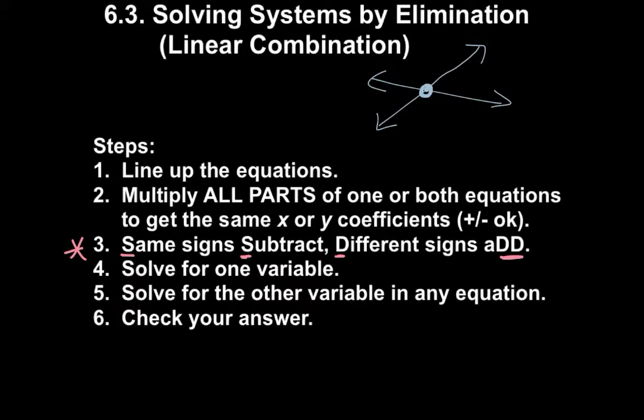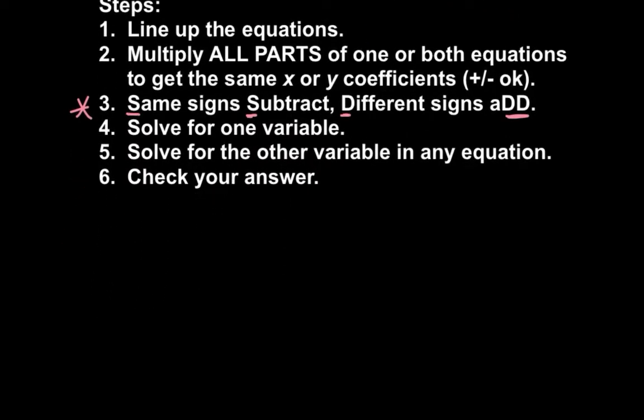And when they have that, just like we did with substitution, you can combine the equations in a way that now gives you one equation with one variable. Then you can do step number 4, solve for that variable. And then step 5, figure out the second variable. And then step 6, that often we skip in real life, is check your answer. So do pause this, maybe write down same signs subtract, different signs add, and then we'll jump right to our first example.